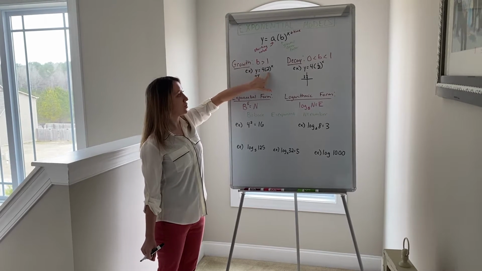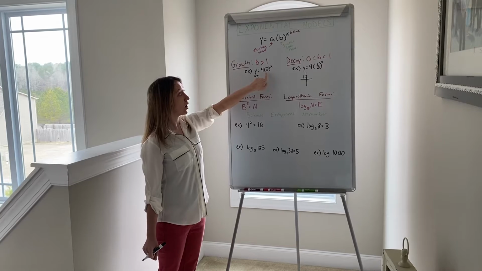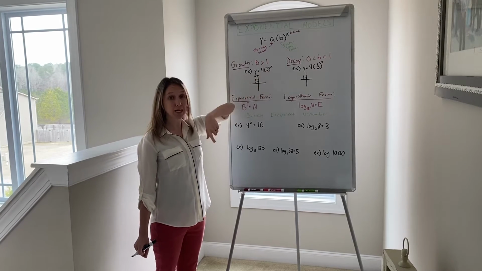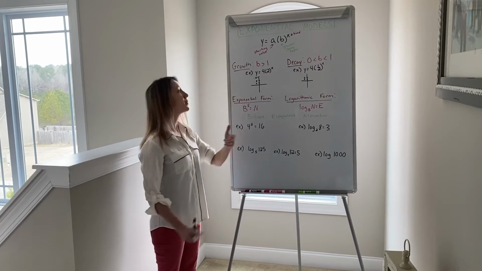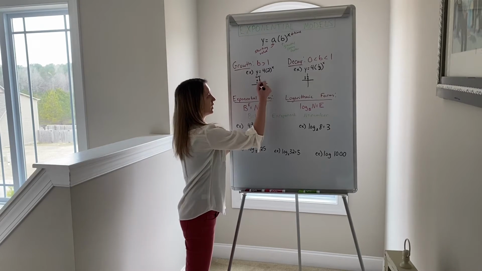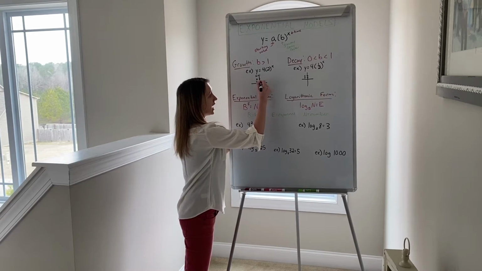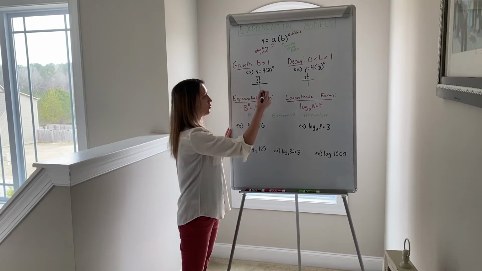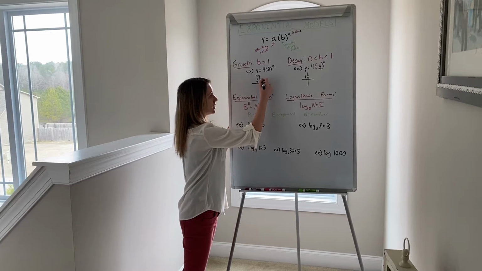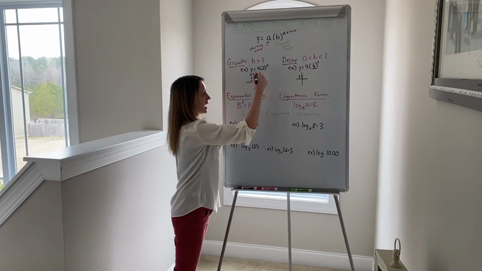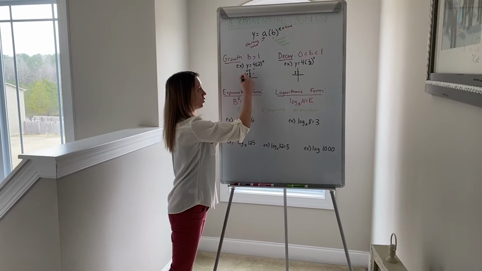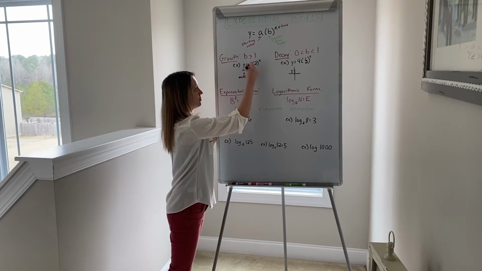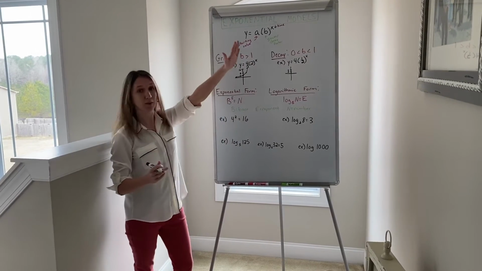So 4 times 2 to the x power. Our growth factor would be 2, meaning it's going to double every time. So if we are going to graph this, we are starting at 4, and if we're doubling every time, it would go from 4 to 8 to 16, and it would keep going like that. So your graph of a growth will look something like that, and it's going up from left to right.